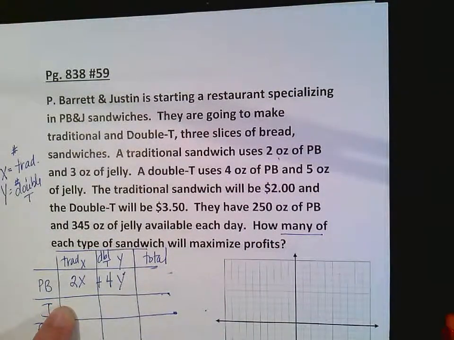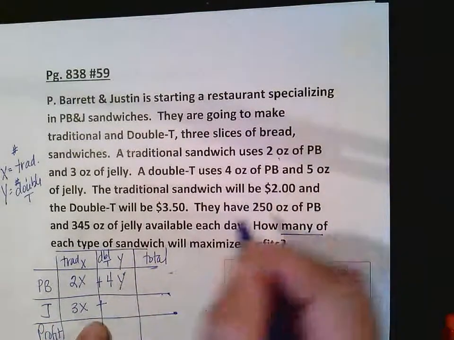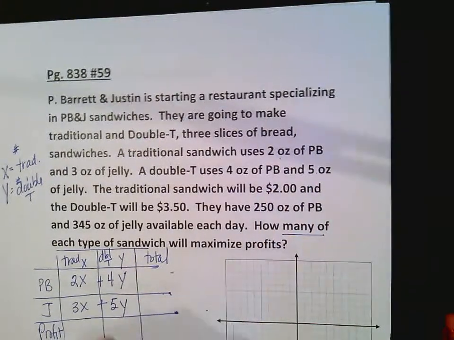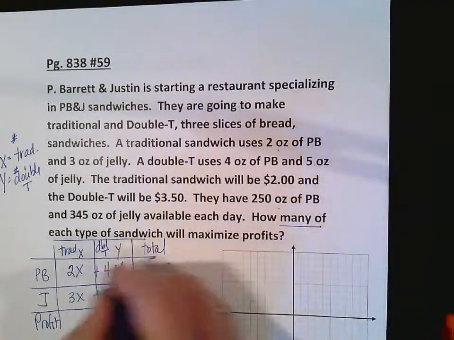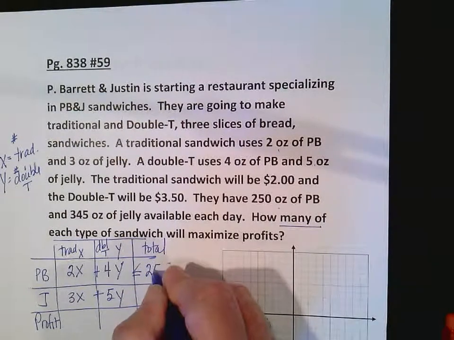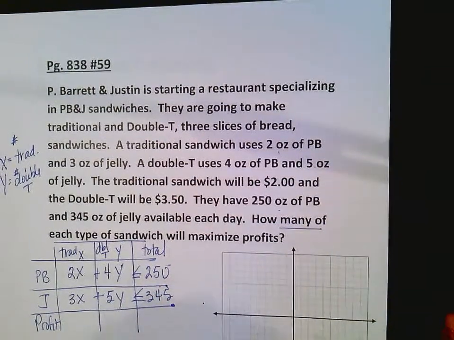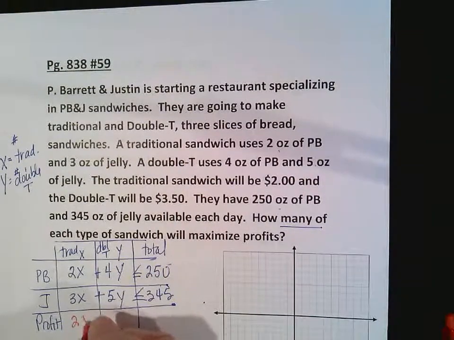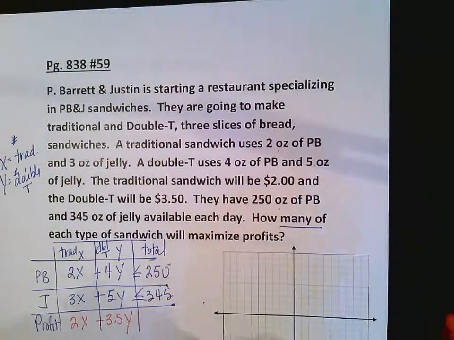And on the jelly, I need 3 ounces for my traditional sandwich, and I need, how much do I need in here? 5 ounces, wow, that one's loaded up, in my double T. What I do know is I have 250 ounces of peanut butter. So all of this peanut butter that I use has to be less than or equal to 250. And I have 345 ounces of jelly, so all of the jelly I use has to be less than or equal to 345. And then my profit is, the traditional sandwich is $2 profit per sandwich. The double T is $3.50 profit per sandwich. And of course I want that to be maximized.